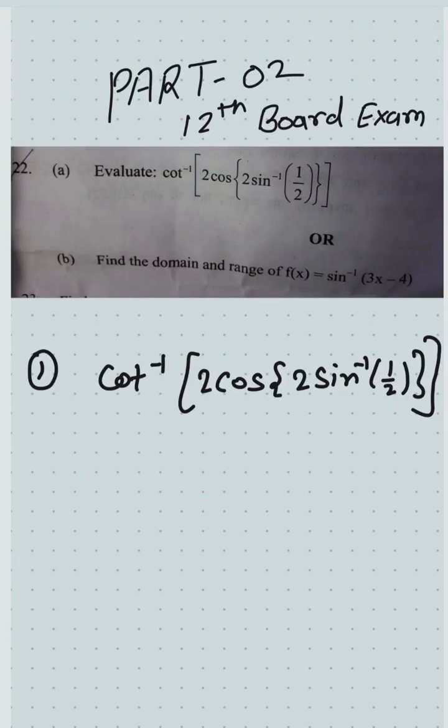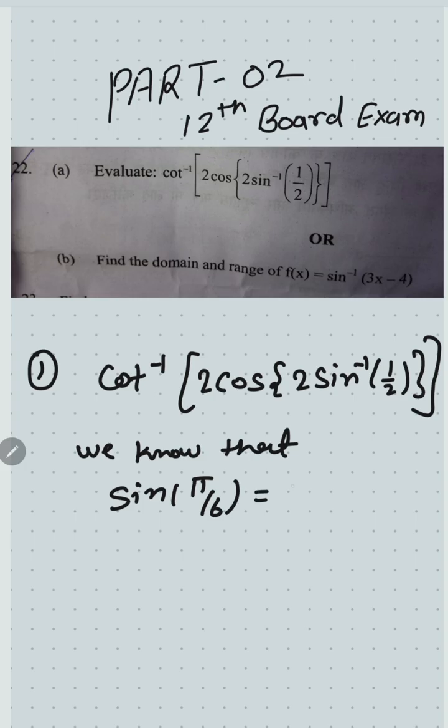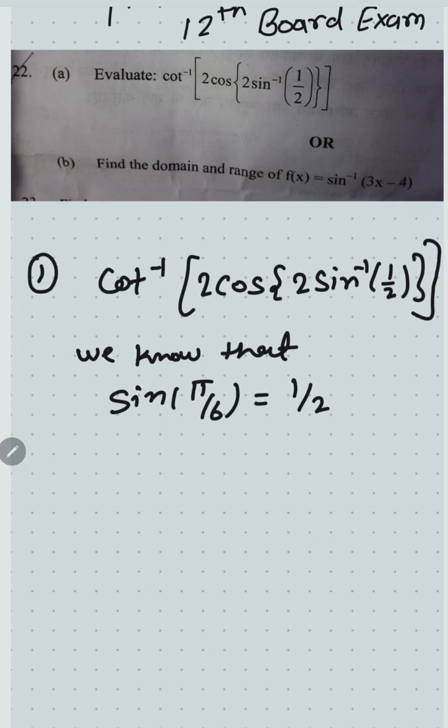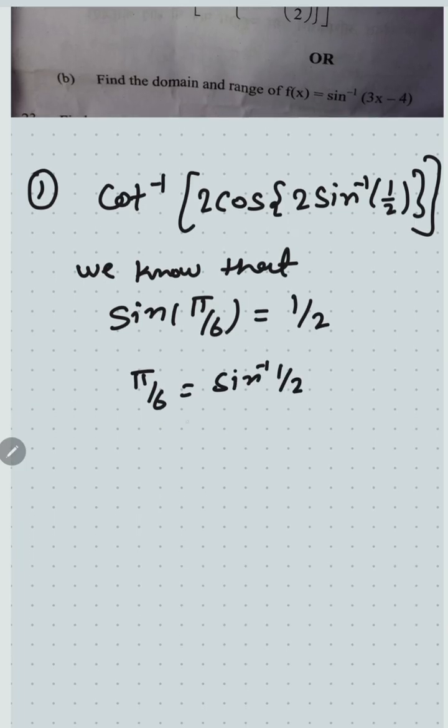हेलो एवरीवन, आज हमारा सेकंड पार्ट है जिसमें हम 12th क्लास के क्वेश्चंस करेंगे। फर्स्ट क्वेश्चन इज गिवन दैट cot inverse twice of cos twice of sine inverse 1/2. We know that sine of π/6 is equal to 1/2. Then π/6 will be that number transferred to this side, that is sine inverse. I put this value there.